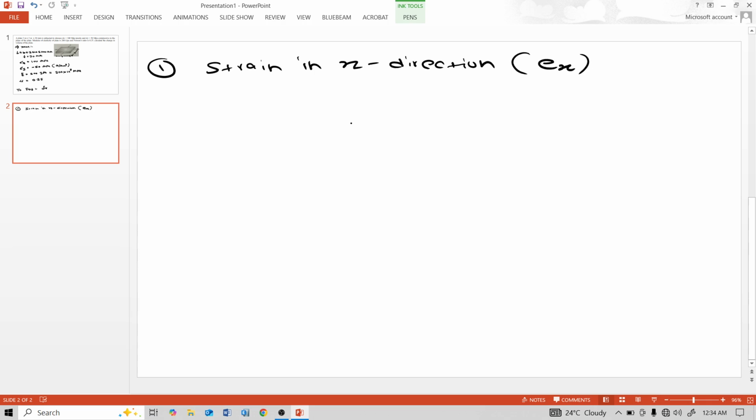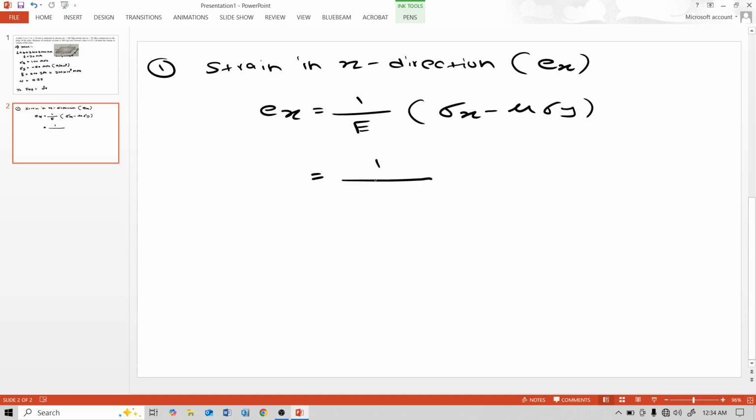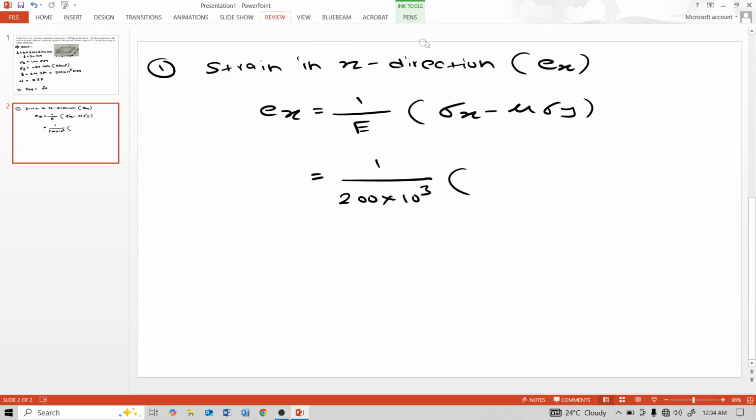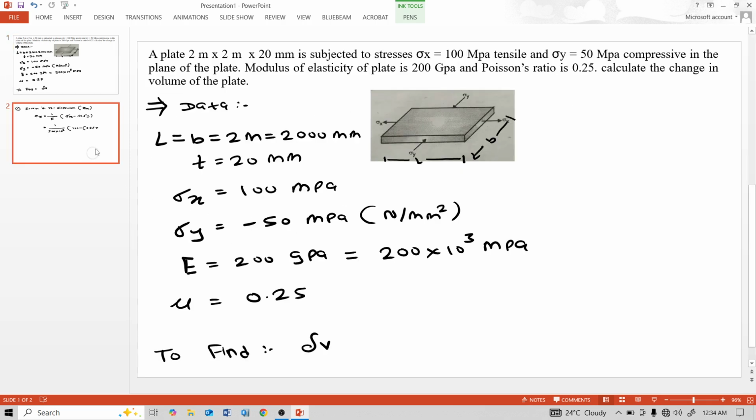Strain in x direction denoted as Ex. Ex is equal to 1 upon modulus of elasticity, in bracket, stress in x direction minus mu into stress in y direction. 1 upon Young's modulus is 200 into 10 raised to 3, stress in x direction is 100, minus Poisson's ratio is 0.25 into stress in y direction, which is minus 50.